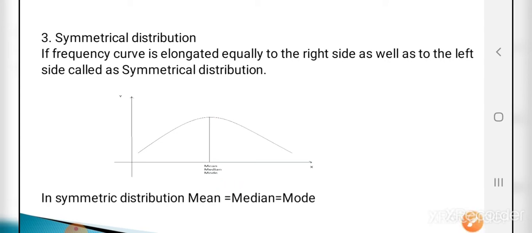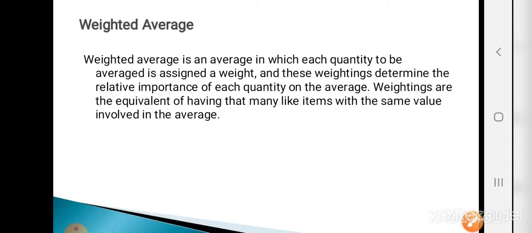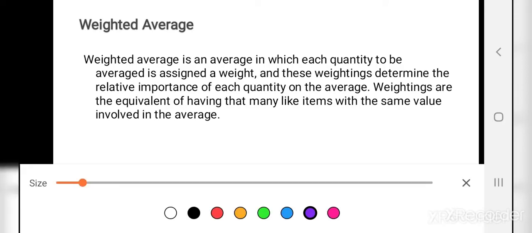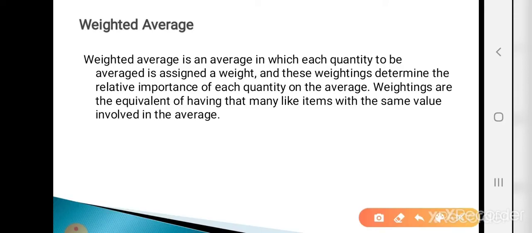Now, the next point is weighted average. What is meant by weighted average? Weighted average is an average in which each quantity to be averaged is assigned a weight. So, the name is weighted average, and these weightings determine the relative importance of each quantity in the average. Weightings are the equivalent of having that many like items with the same value involved in the average.